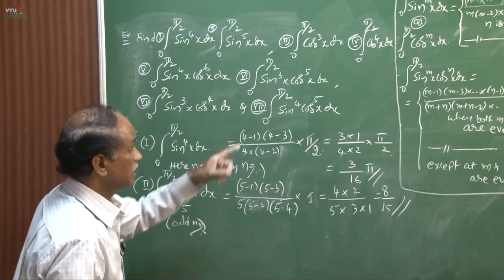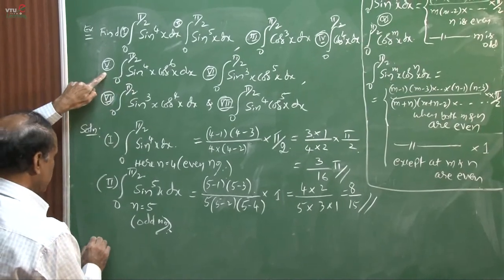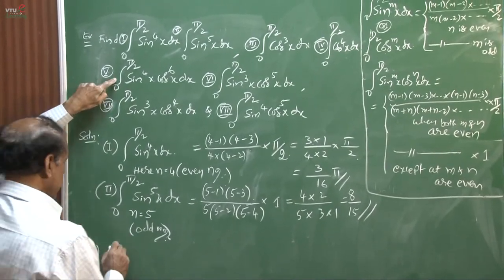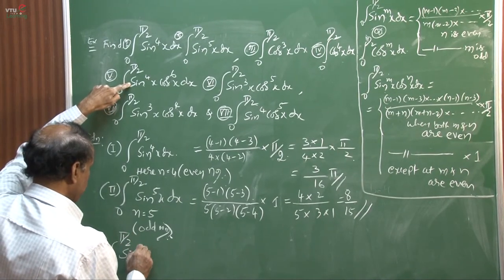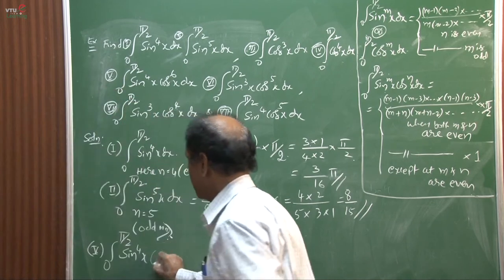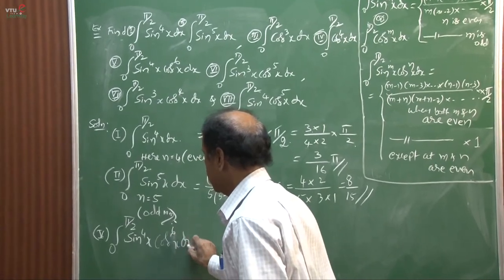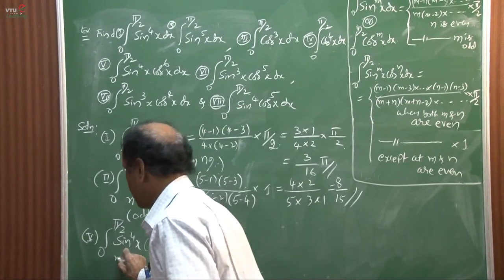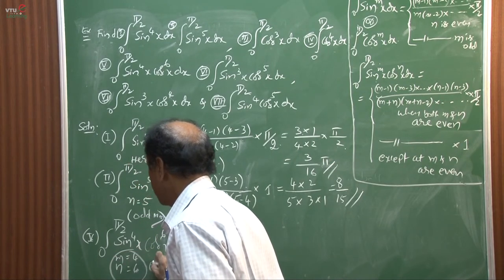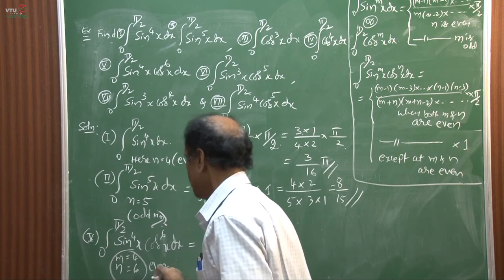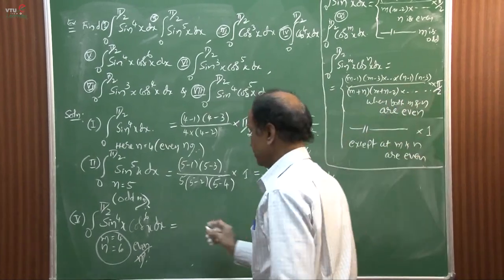Now, I shall take the product formula, product integration. This is the fifth one I will take. Integration from 0 to pi by 2 of sin to the power 4x and cos to the power 6x dx. Here m is equal to 4 and n is equal to 6, and both are nothing but even numbers.